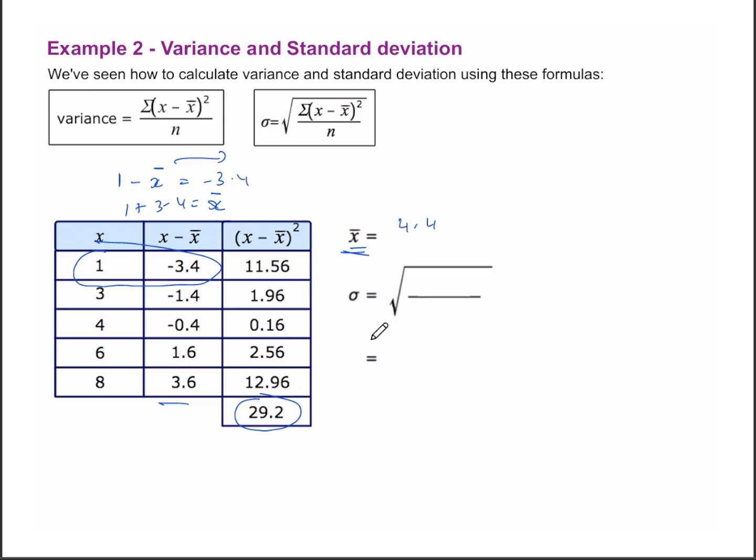Then when finding our standard deviation, remember this is the sum of the squared distances from the mean, which in this case is 29.2, divided by the number of data points that are there. 1, 2, 3, 4, 5. 5 in this case. What this ends up giving us is 2.42, correct to 3 significant figures, and that will be our standard deviation for this data set that we have.